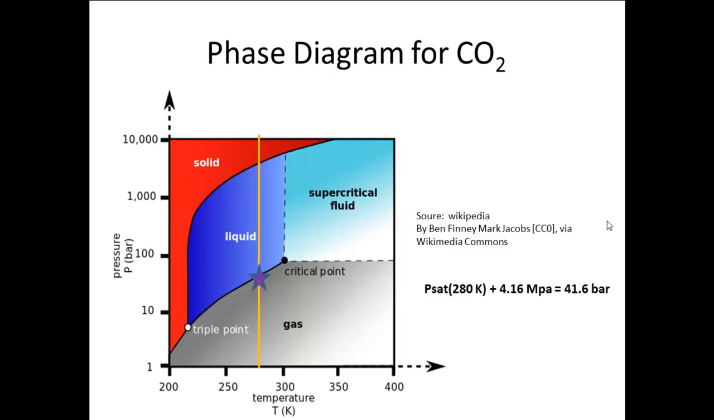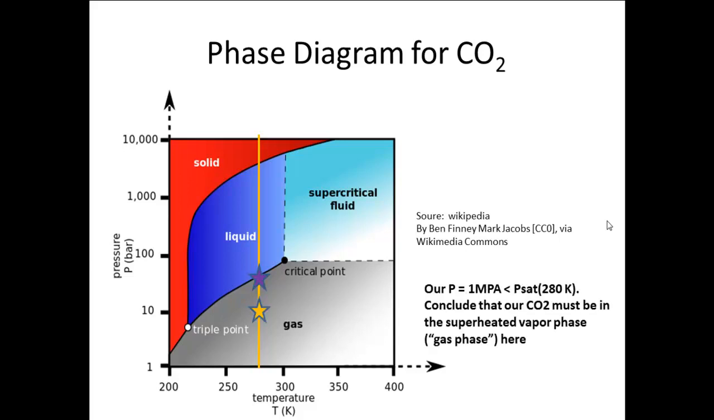We can see the same thing in the phase diagram. The purple star shows the saturation conditions at 280 Kelvin. We see that Psat is about 4 megapascals, or 40 bar. Our actual conditions are also on the 280 K line, but at a lower pressure, at the location of the gold star. We can see again on the phase diagram that we are in the gas phase, also known as superheated vapor phase.